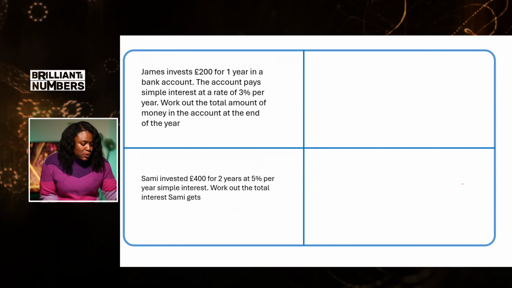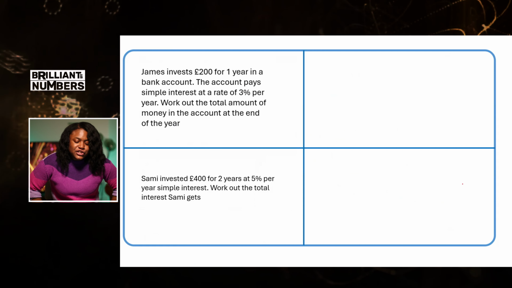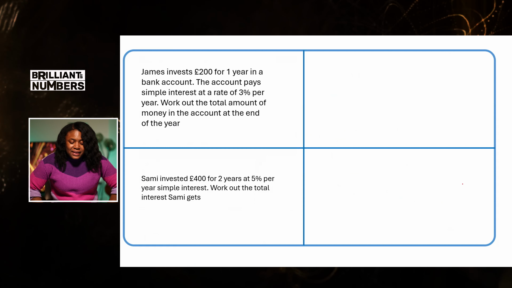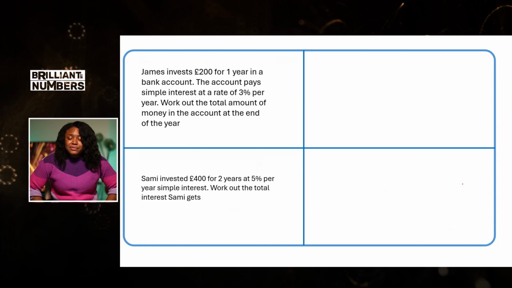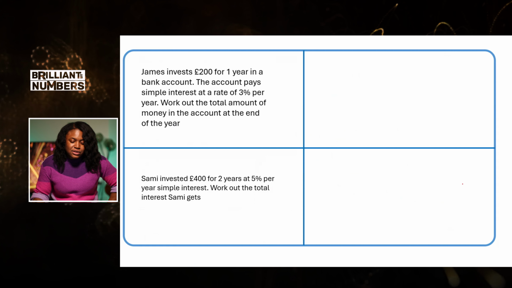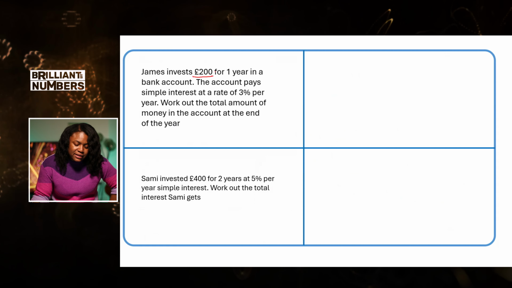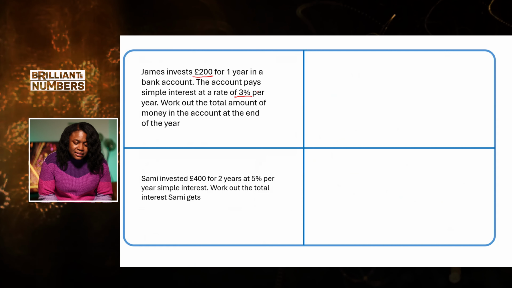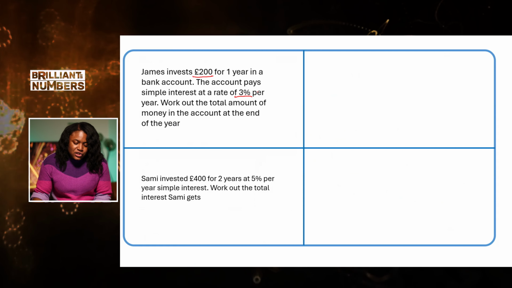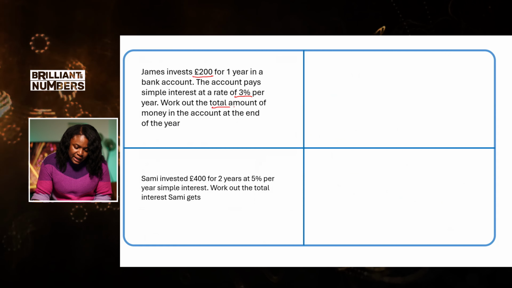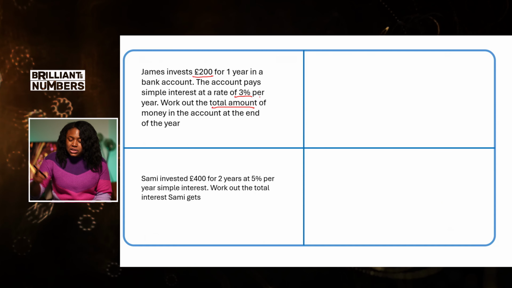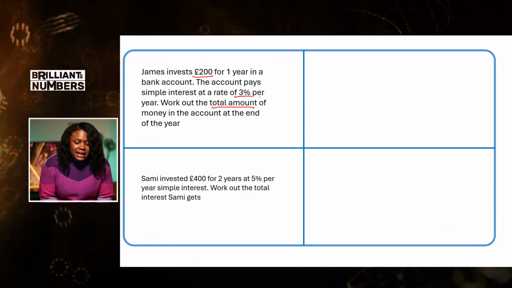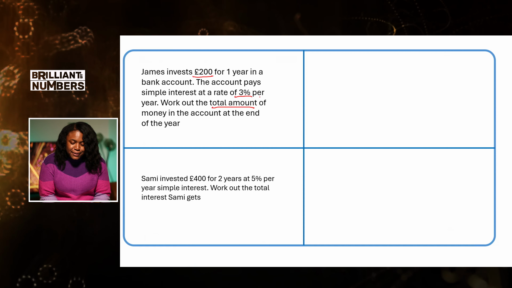All right, so let's go. So James invests £200 for 1 year in a bank account. The account pays simple interest at a rate of 3% per year. So I'm just going to go ahead and underline 200 and 3%. Work out the total amount. So careful here, the total amount, not just the interest, but the total amount of money in the account at the end of the year.